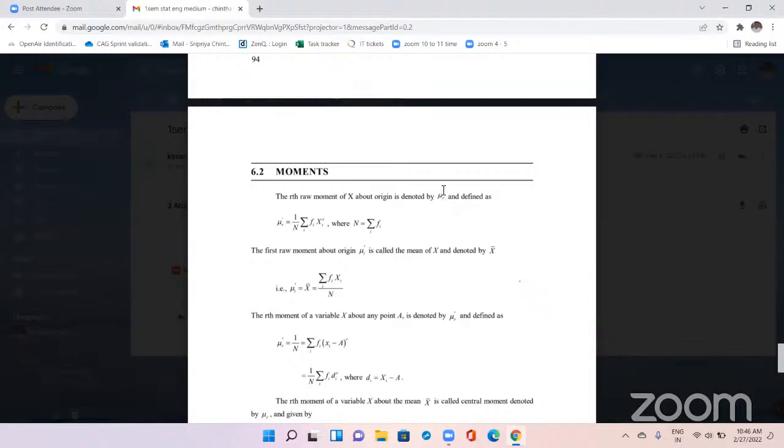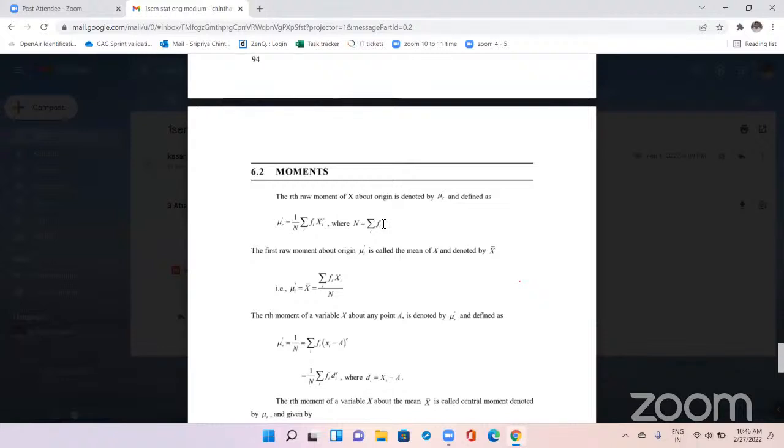So mu r prime, or you can say mu r dash, is defined as mu r dash equal to 1 by n sigma fi xi to the power of r, where n is equal to sigma fi. So in moments, we have two types of moments.